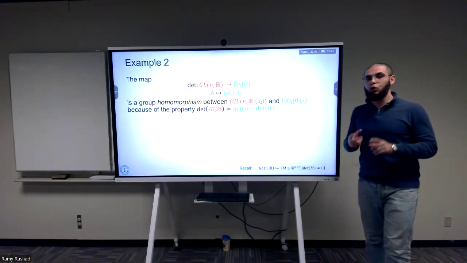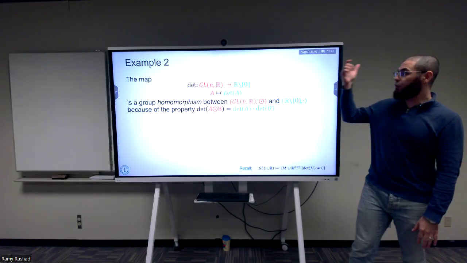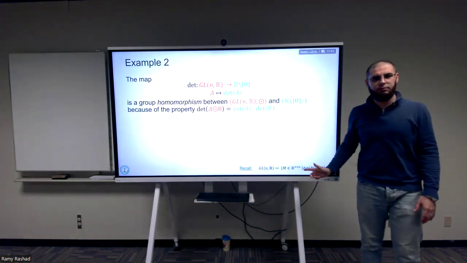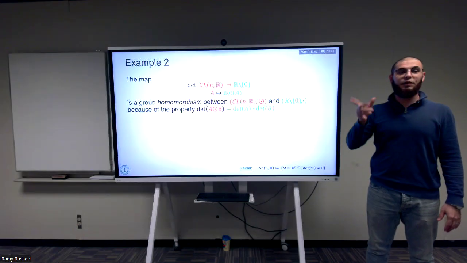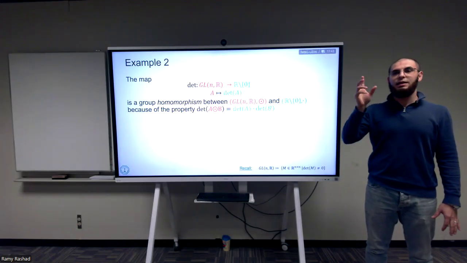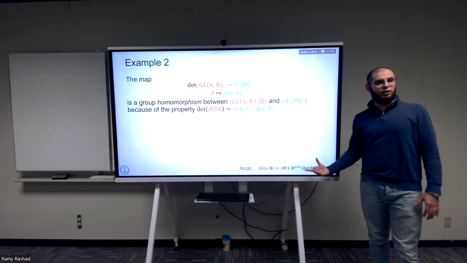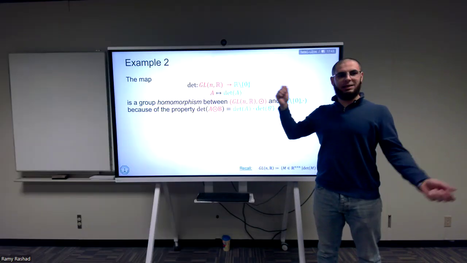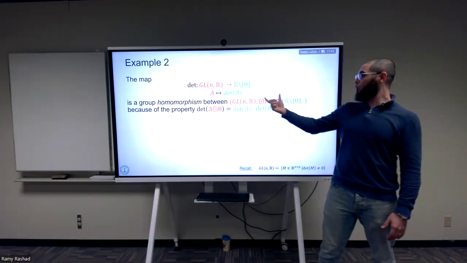Another example, two new groups with two new operations. The first one is the general linear group. Does anyone remember what the general linear group was? The set of invertible matrices. I think what you mean is the set of non-singular matrices. So the set of all invertible matrices makes a group, and the operation that comes with them is simply the matrix multiplication, the normal one that you know, row by column. So this is one group.